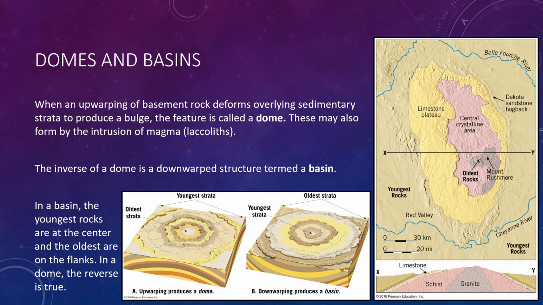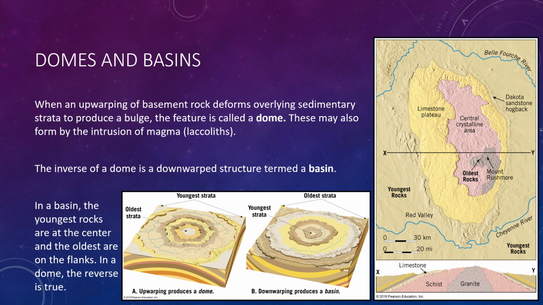The inverse of a dome is a downwarped structure termed a basin. Several large structural basins exist in the United States. The basins of Michigan and Illinois have gently sloping beds similar to saucers. These basins are thought to have resulted from large accumulations of sediment whose weight caused the crust to subside. A few structural basins may have resulted from giant meteor impacts as well.